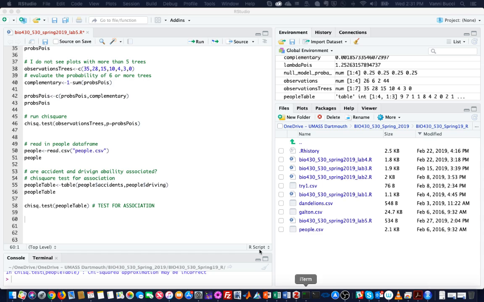Okay, so in this second part of the lab, we're gonna start dealing with the normal distribution in R, right? Normal distribution in R.